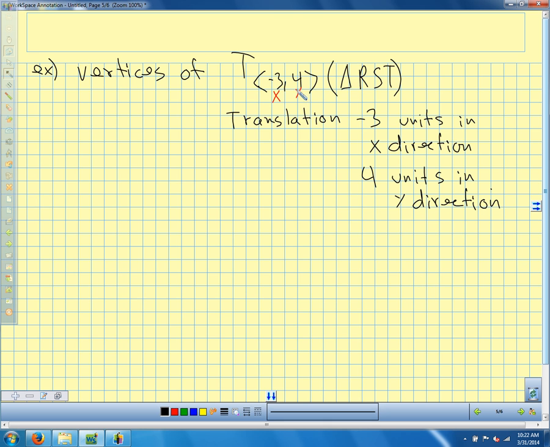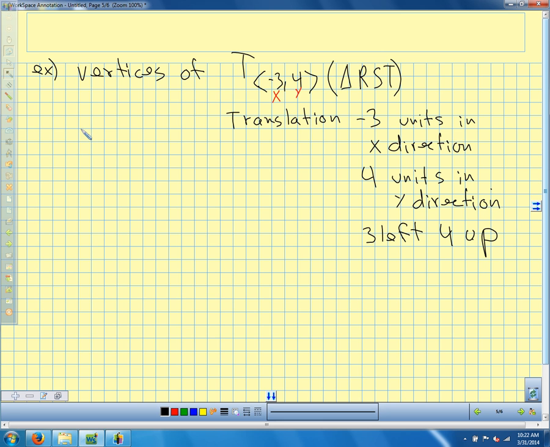That's what the -3 and the 4 tell me. This is my X and this is my Y, saying we're moving -3 units in the X direction and 4 units in the Y direction. The way that we normally think of that is 3 left and 4 up. So wherever I graph my triangle RST, I'm going to take each vertex 3 units left and 4 units up. That's what this tells me to do.